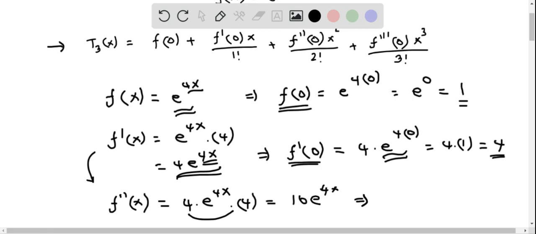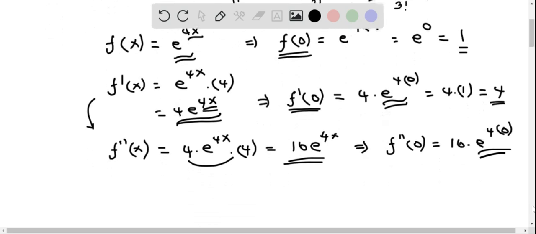And so using this, we can find f double prime of 0 by plugging in x equal to 0 into this expression. And so when we do that, we get 16 times e raised to the power of 4 times 0. And this is e raised to the power of 0, which equals 1. So 16 times 1 equals 16. So we get f double prime of 0 equals 16.